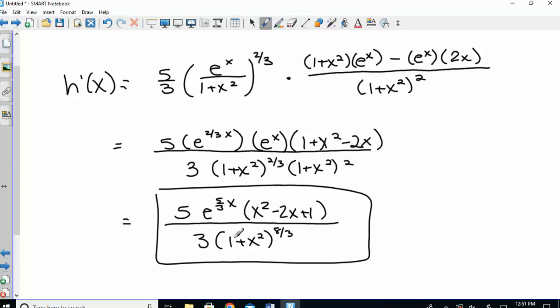So, where did you get the 1 plus x squared minus 2x? I took out the e to the x, I was left with 1 plus x squared minus 2x. Mostly rearranging probably. Yeah. Other questions? Anything else on 16?